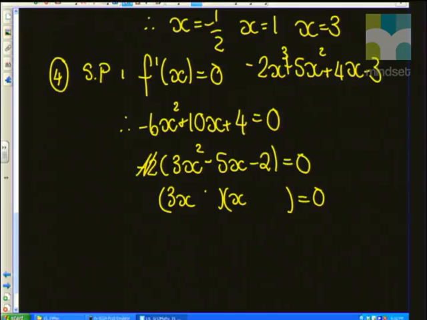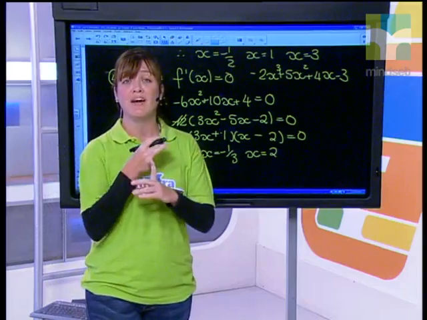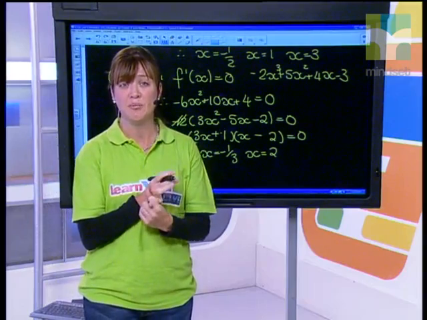Factors of 2 is 2 and 1. We're going to have to put our 2 and our 1 in those positions there because we want a negative 6 and a positive 1. Leaving me with two values for x of negative a third and positive 2. All right, so what have we found? We have found the x coordinate of your stationary points.